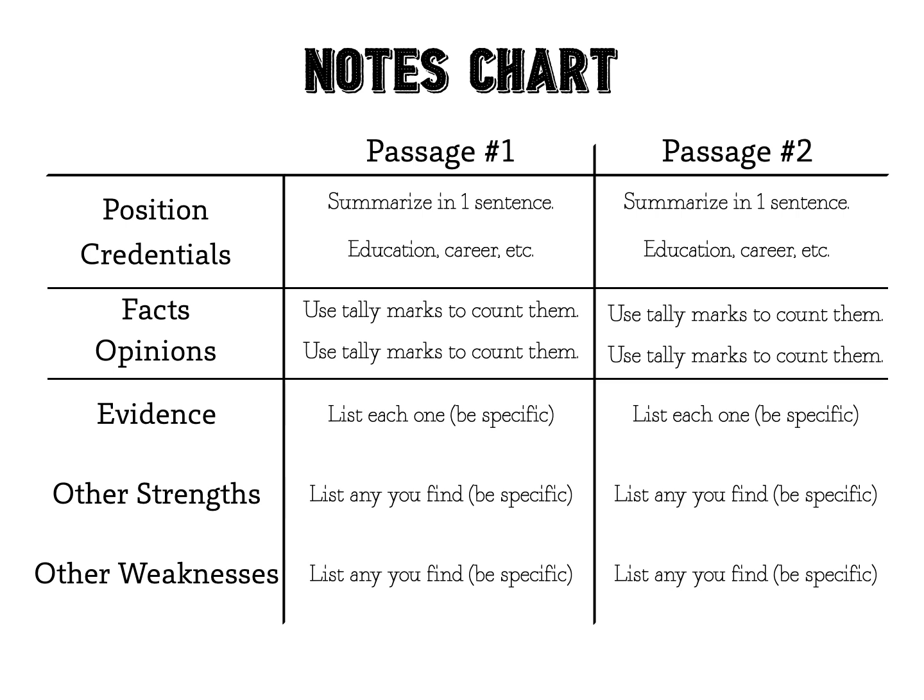It's a good idea to go through and count all the facts that are used in each essay and just use tally marks, and do the same with opinions, because that right there might help you to see which essay is stronger, which passage is stronger. With the evidence, go through and look at what specific evidence each person uses and just list it, bullet points, in your notes chart. You can also think about other strengths and other weaknesses and just list them bullet point style. I'm going to explain this further in this video.